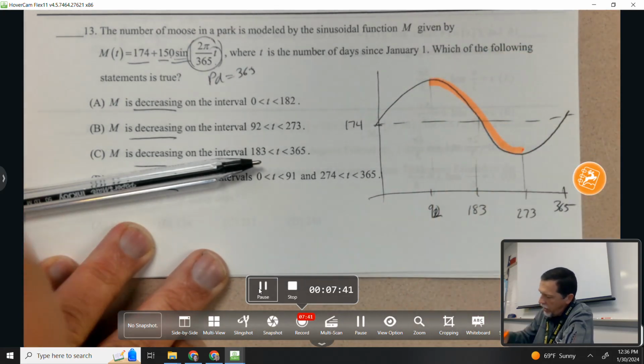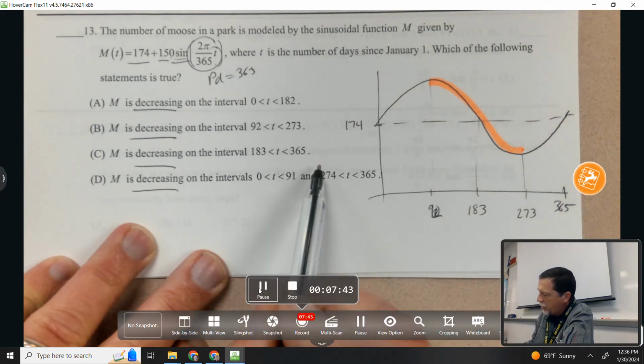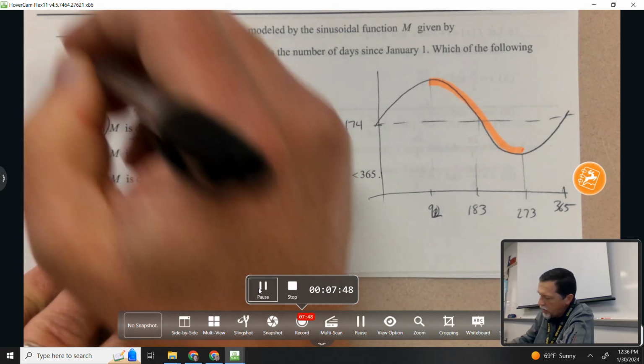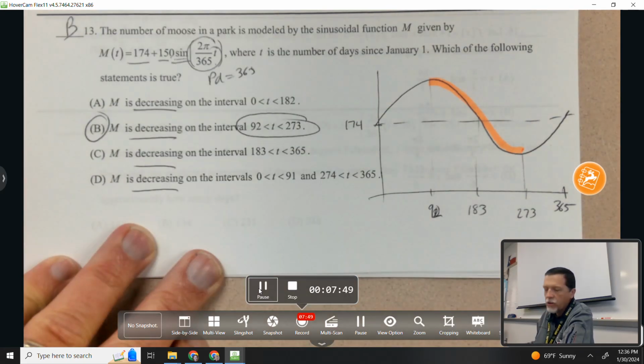So I look at my answer choices, and we don't have to get too precise. It's the only one that's reasonably close. 92 to 273 is where the population is decreasing.